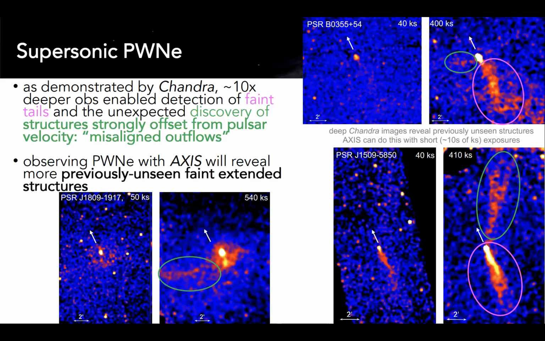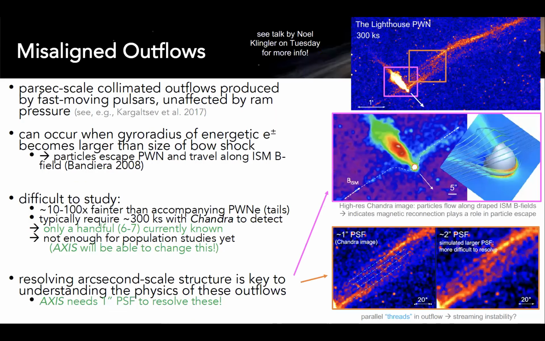And with AXIS's exceptional sensitivities, we will be detecting much more of these misaligned outflows with tens of kiloseconds instead of hundreds.